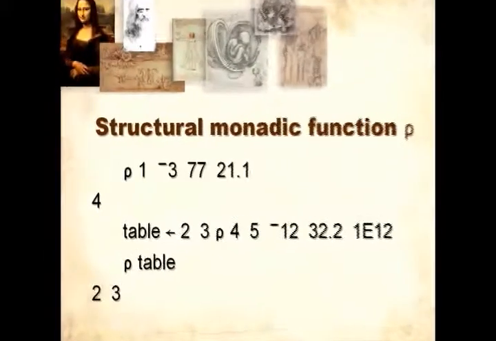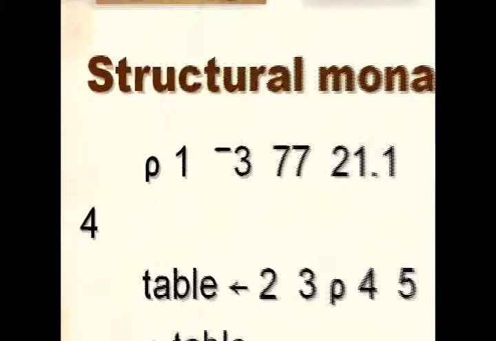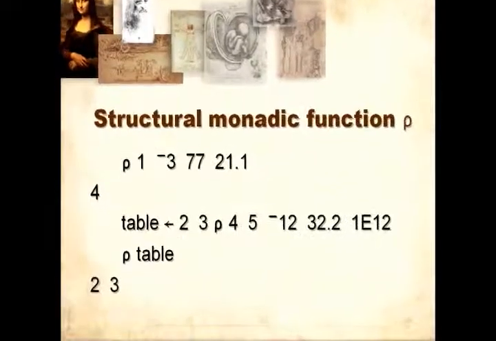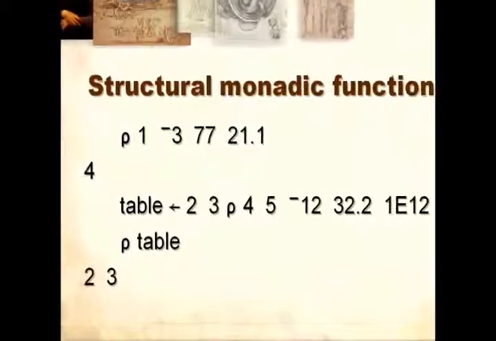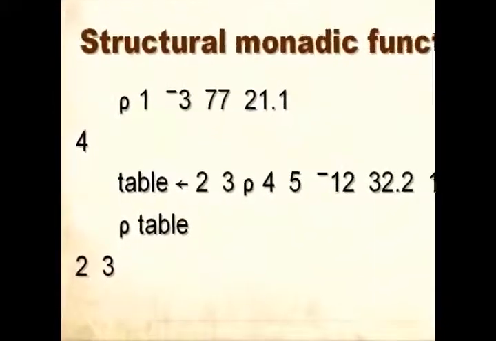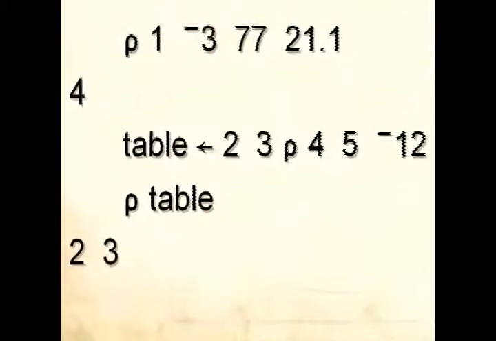For example, rho of a row of 4 numbers returns 4. With a table, if I ask for the shape of a table, it returns 2 numbers, the number of rows and the number of columns.